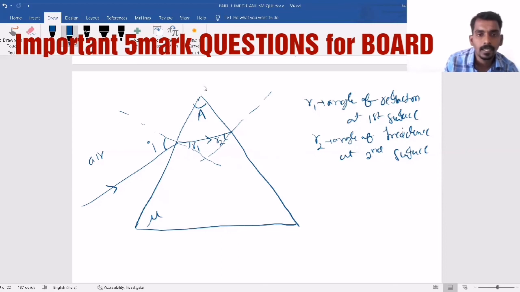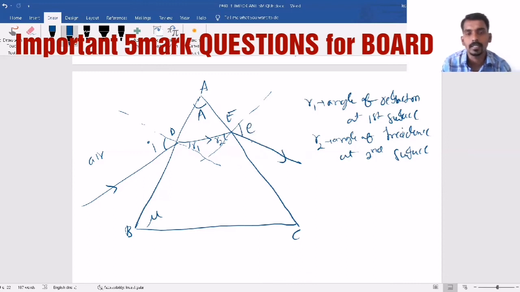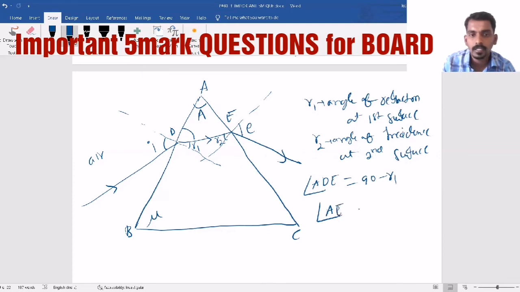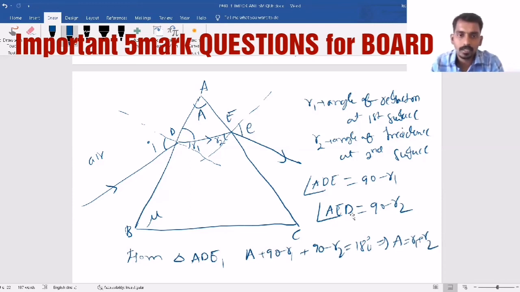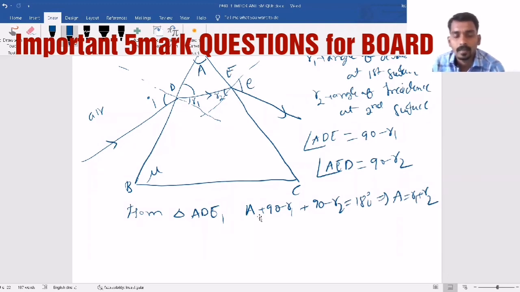Now here, if you consider the triangle, let's take this is A, B, C and D and E. And here the light ray emerges out at an angle E. E is the emergent angle. Now if you consider this angle, what is this angle? Angle ADE is 90 minus R1, and angle AED is 90 minus R2. Now from triangle ADE, A plus 90 minus R1 plus 90 minus R2 should be 180. So the equation is A equal to R1 plus R2. This is the equation you will get from the diagram.